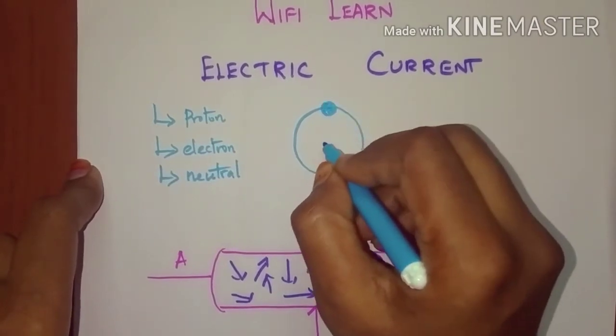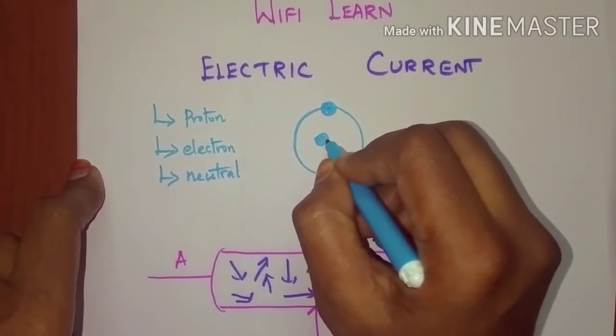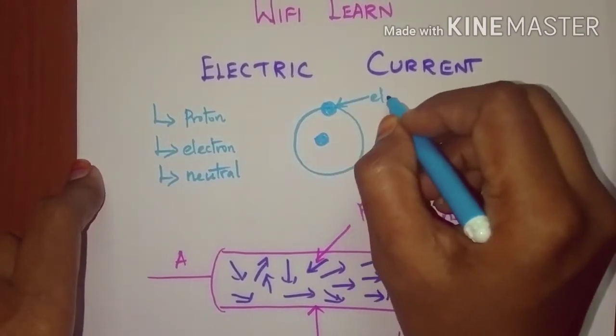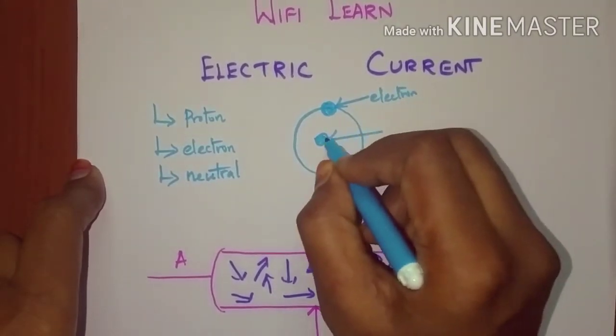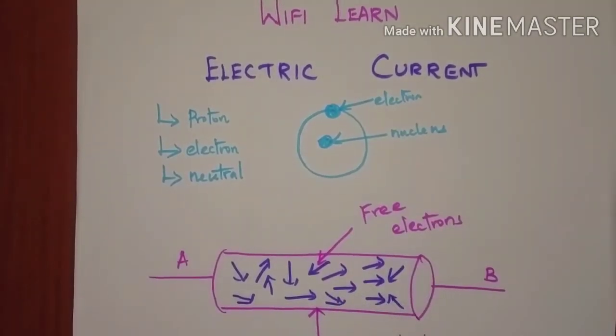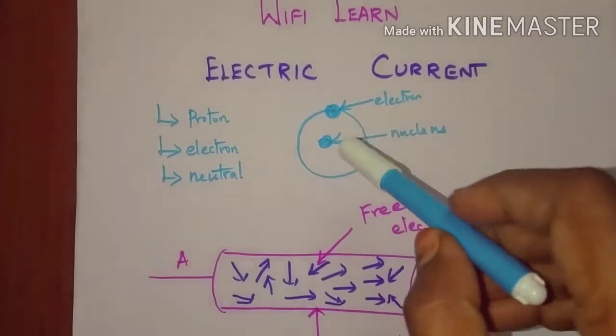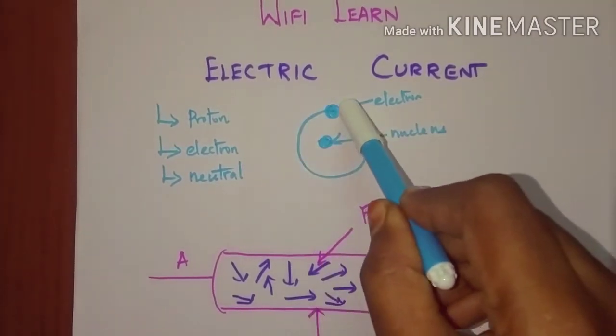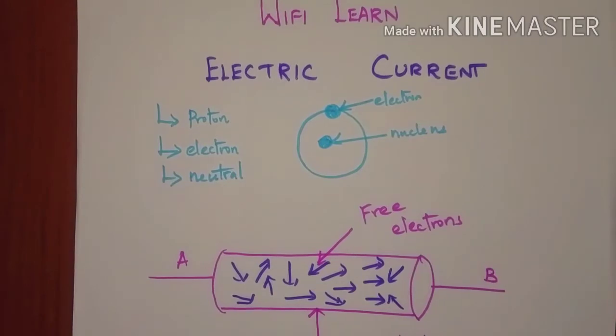That nucleus will be present, where this is an electron, this is a nucleus. In the nucleus, the protons and neutrons are present. So this electron will be in the outermost shell of the nucleus. In some materials, these electrons are tightly bound to the nucleus, whereas in some other materials, these electrons are loosely bonded. These loosely bonded electrons have the tendency to move throughout the material, so that it constitutes electricity.